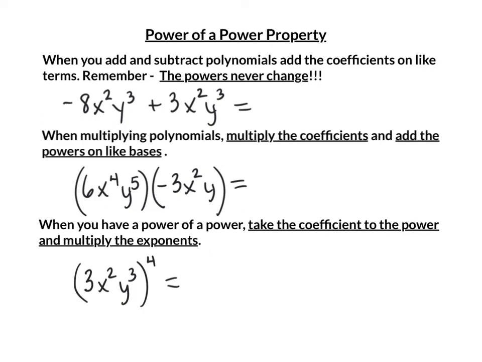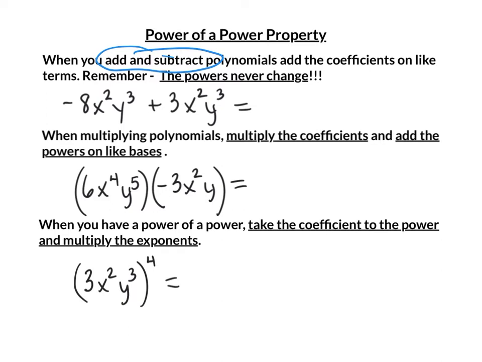At this point, hopefully you're realizing that there's some potential to get confused here. Because when you add and subtract, the powers never change. When you multiply, you add your powers. And when you have a power of a power, or power to a power, you multiply your powers. That's three different things going on. It's easy to get confused. You've got to pay attention to whether you're adding or subtracting. Remember, the powers don't change.